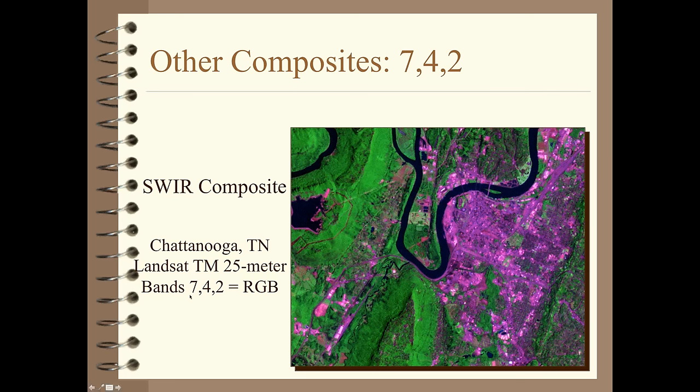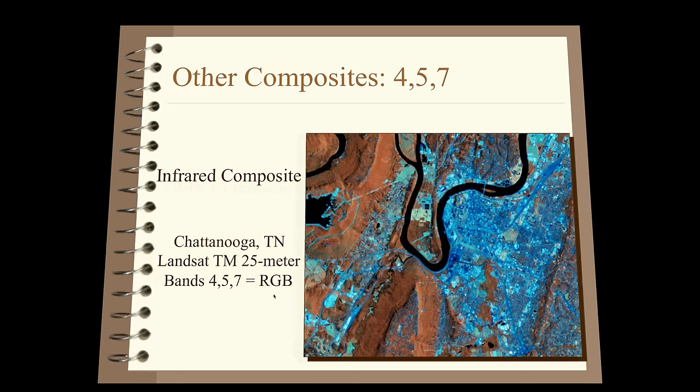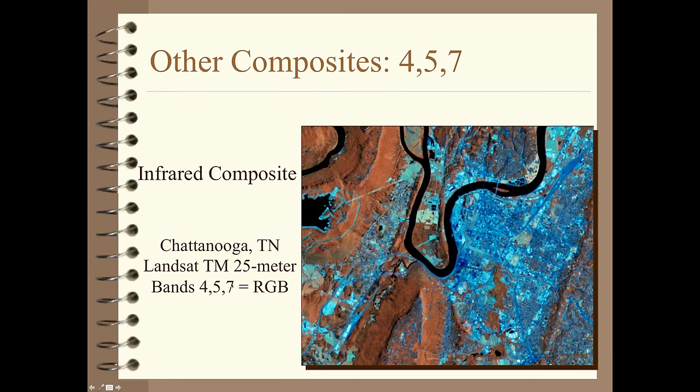Okay, and what we're doing here is we're displaying 7, 4, and 2. So we're taking band 7 and we're shining that through the red portion of the monitor. We're taking band 4, again the near infrared, shining it through the green portion of the monitor. We're taking band 2, which is green, and shining it through the blue portion of the monitor. So again, we're limited to only looking at 3 simultaneously, but we can make whatever kinds of composite images we want.